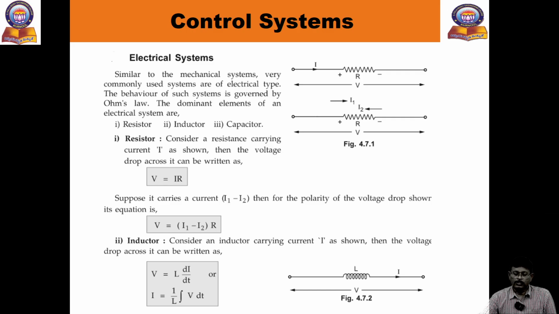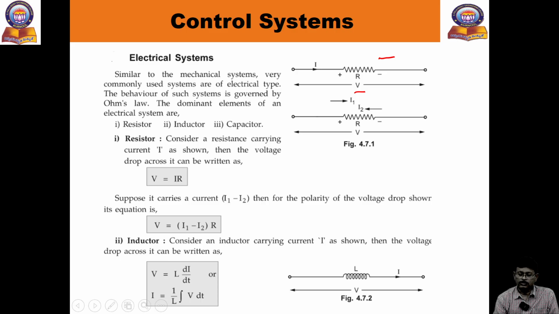What is Ohm's law? The voltage applied across the resistor is proportional to the current. So V equal to IR, where R is the proportional constant, and that is called the resistance. Now we are taking one resistance and applying the voltage V, so you get the current through the resistor. So V equal to I into R.